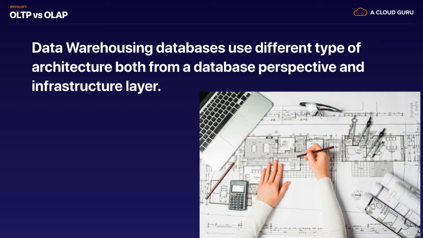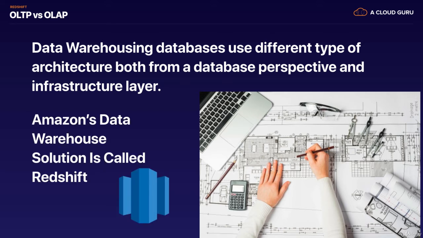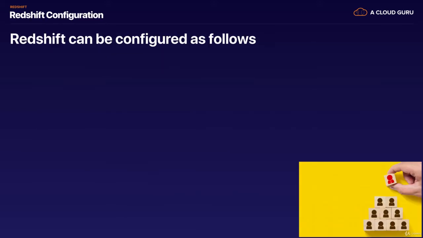It's going to pull in data from a lot of different areas, and it can put a big stress on your database. And that's why it makes sense to move your production database and to have a separate data warehouse where you're running these queries. So data warehousing databases actually use a different architecture, both from a database perspective as well as an infrastructure layer. And Amazon's data warehouse solution is called Redshift.